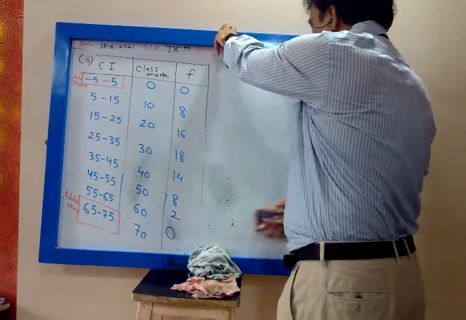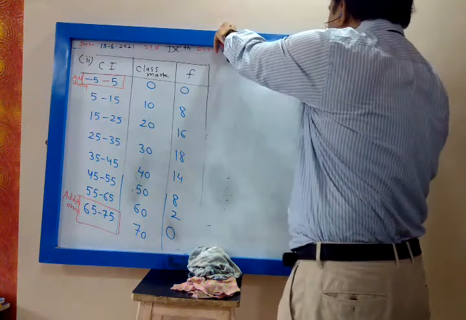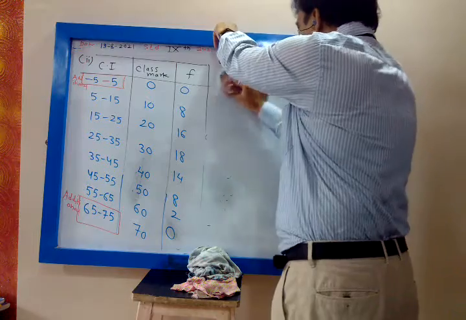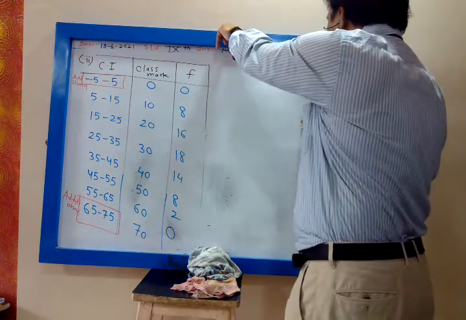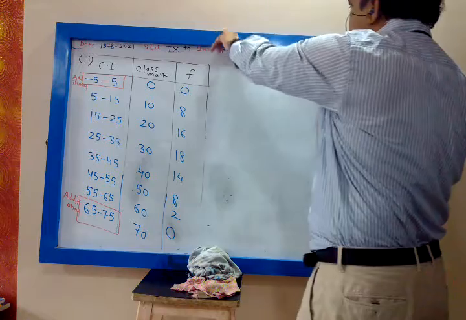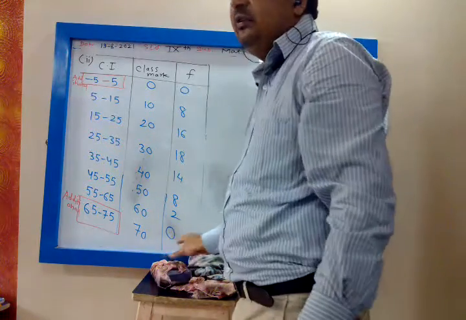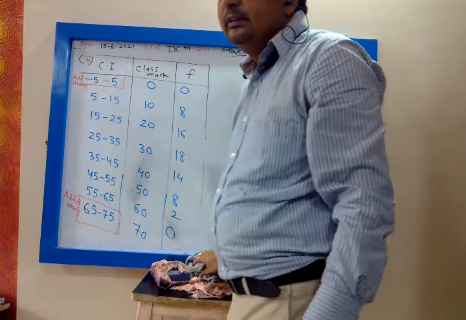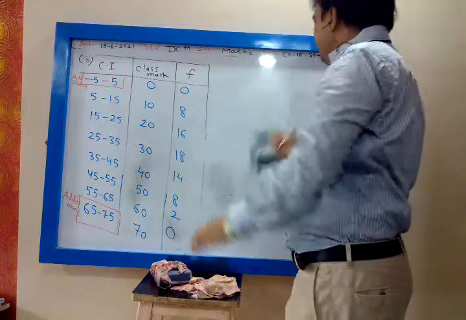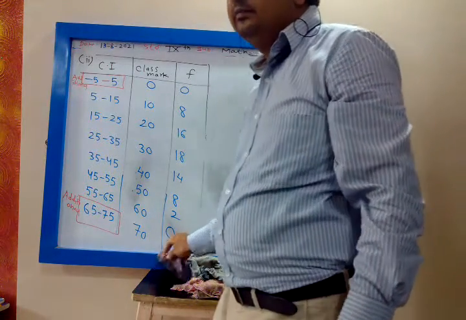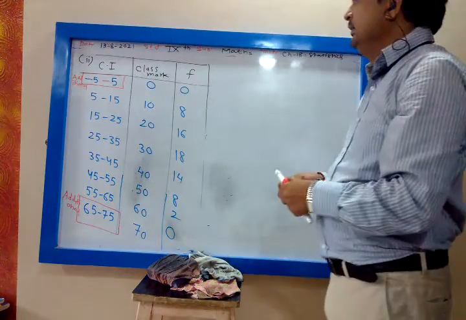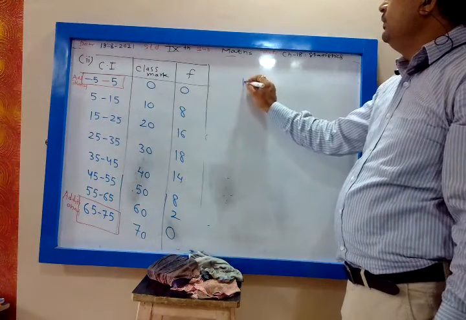While drawing the graph of frequency polygon, you have to take additional class intervals, one in the beginning, one at the end, so that the graph of frequency polygon starts from the x-axis and ends at the x-axis. How much time is left? 0 minutes. Okay, so let us give this as homework.